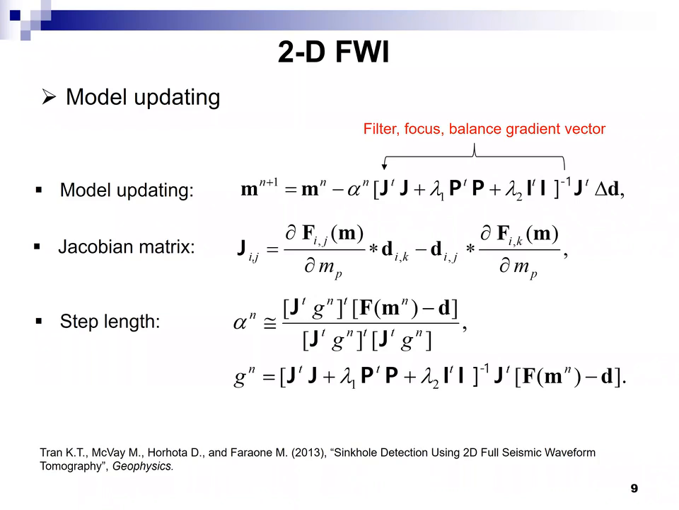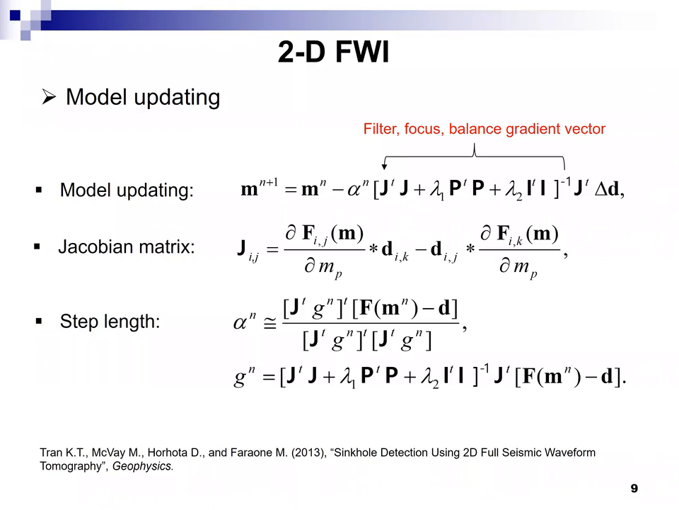And it's very important for void detection. It filters the gradient vector and focuses on the void, and balances the gradient vector. That means we can update the entire model with similar magnitude. So we can solve deeper structure and shallow structure at the same time. We don't have to go from shallow to deep structure. I will have a comparison with and without this term.